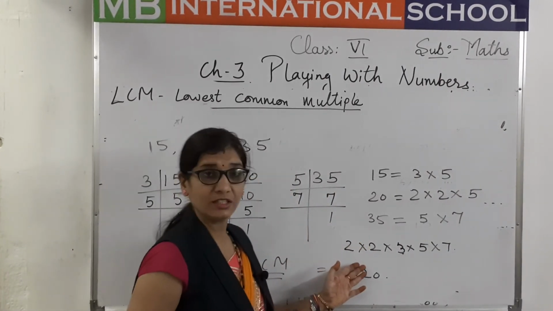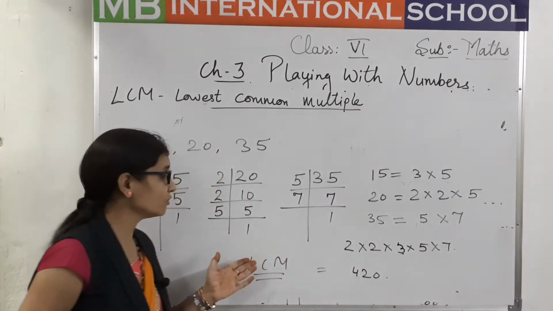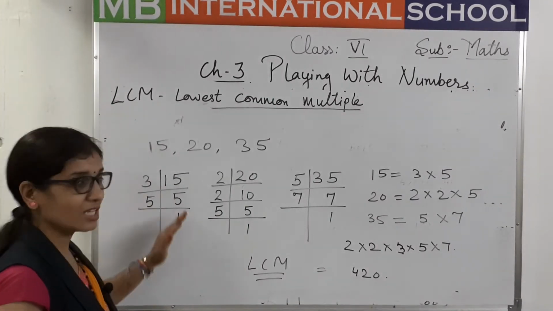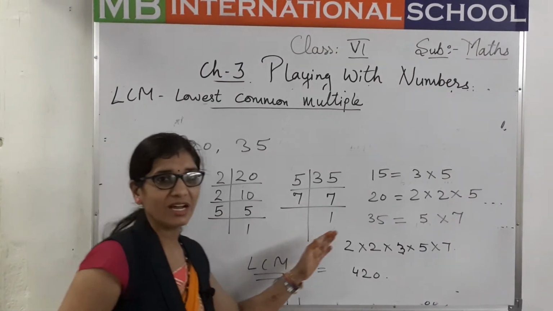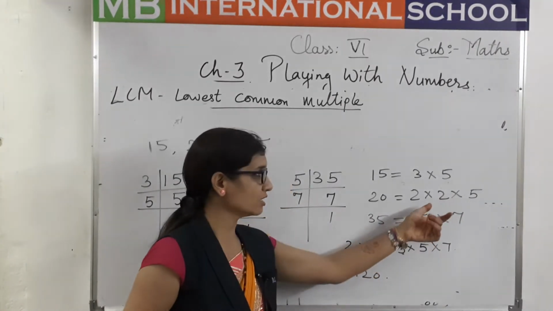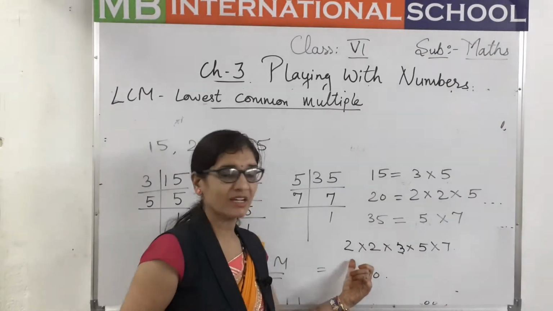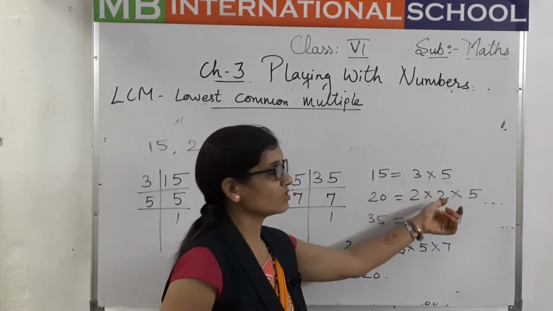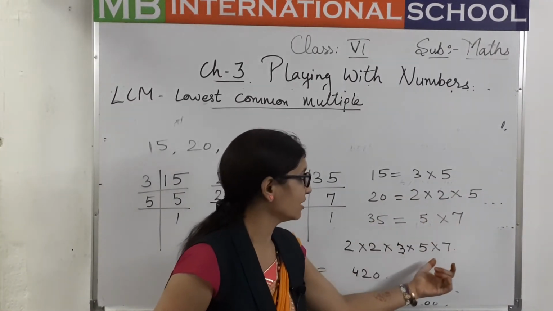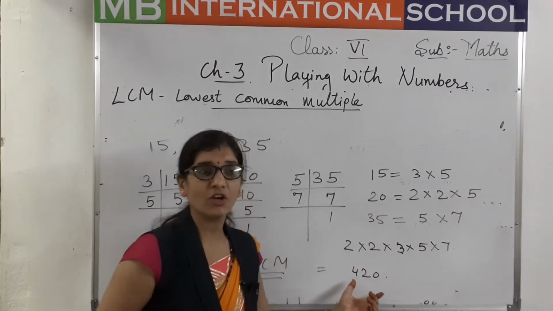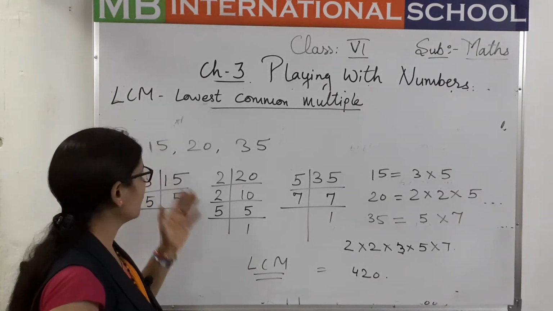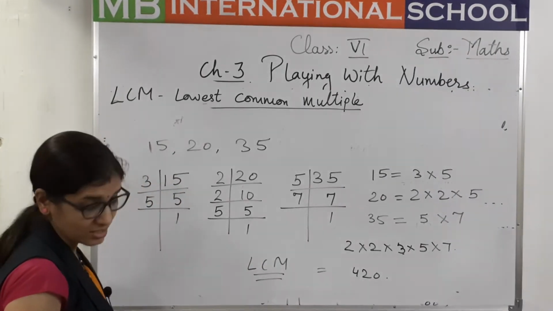Children, I think you have understood this method. It's a very easy method. We already know prime factorization, so the same method we have to solve it, and then we are taking the number which is occurring the maximum number of times. That is, 2 is occurring here twice. That's why we have taken 2 multiplied by 2, and the numbers which are occurring the maximum number of times, that is 3 is 1 time, 5 is also 1 time, and 7. That's why we have taken them, and we got the multiple, that is 420. So we can say the LCM of 15, 20 and 35 is 420.